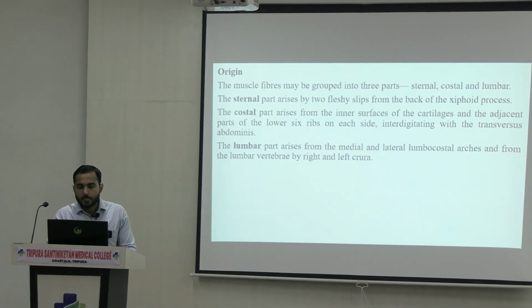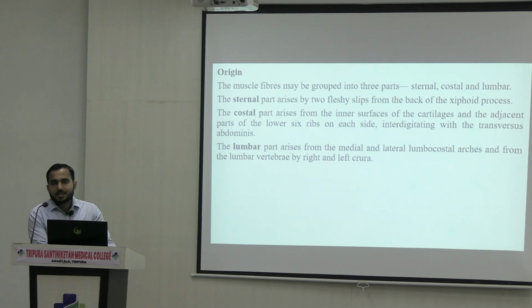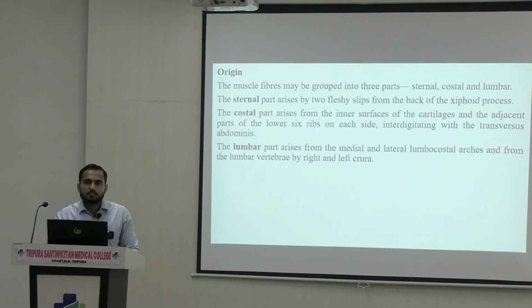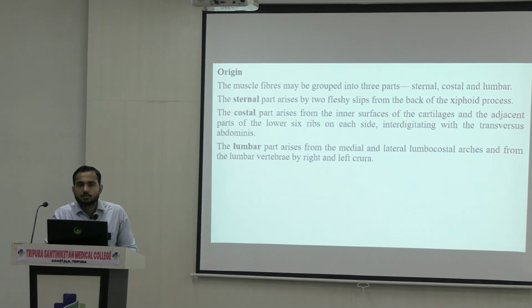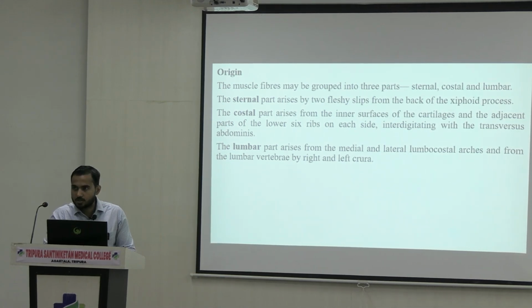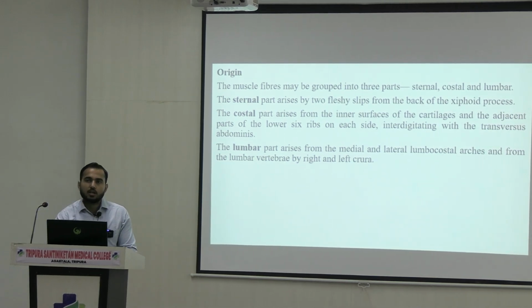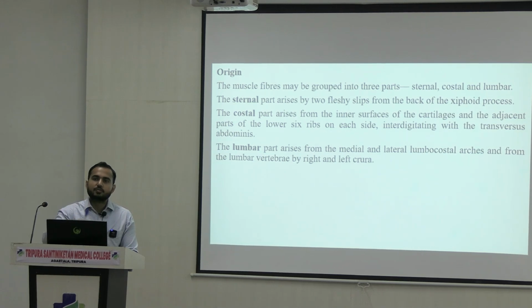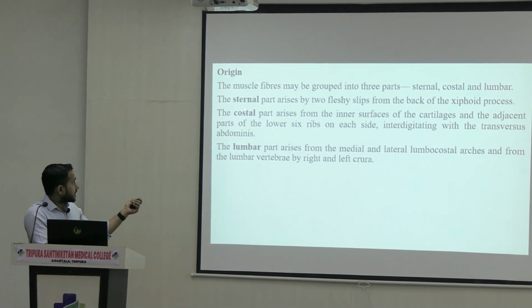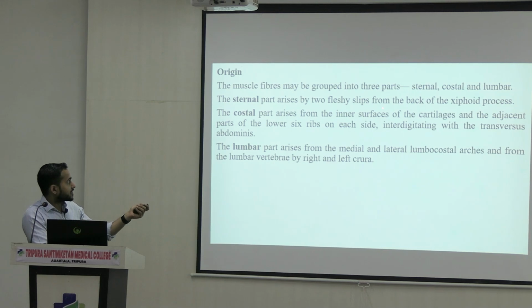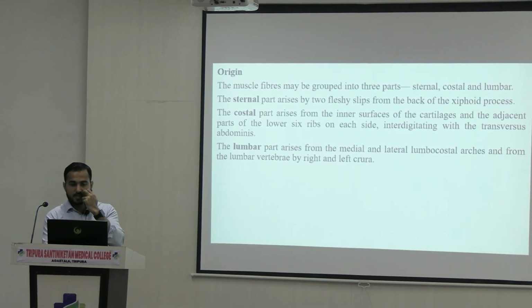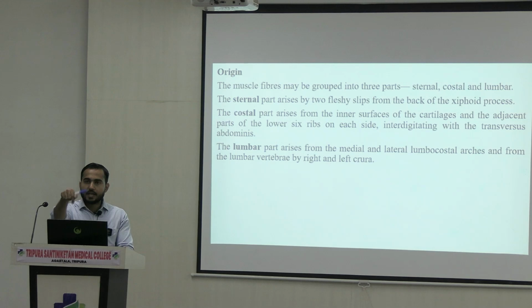So you will not have any problem in understanding the origin of the diaphragm from the lumbar vertebra. Now from where does the sternal part arise? Have you seen the sternum? How many parts are there? 3 parts. What are they? Manubrium, body, and xiphoid process. The fibers are arising from the posterior aspect of the xiphoid process. 2 fleshy slips are there, so the sternal part arises by 2 fleshy slips from the posterior aspect of the xiphoid process. That is the anterior origin.